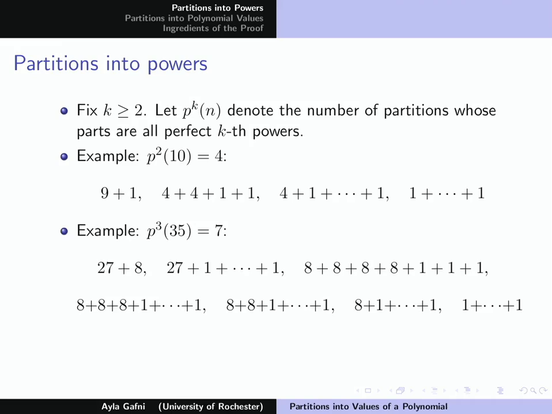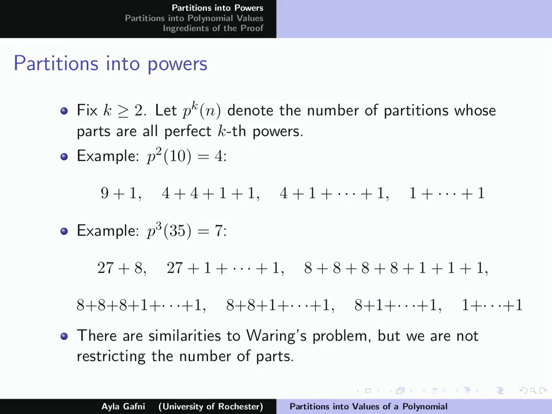35 into cubes. And so those who are familiar with Waring's problem, this might look a little bit like Waring's problem, except that I'm not restricting how many parts. So in Waring's problem, you would be looking at a sum of 5 squares, or a sum of, say, 12 cubes or something. And I don't care how many parts I have in my partition. I can have 100 parts, and that's OK.